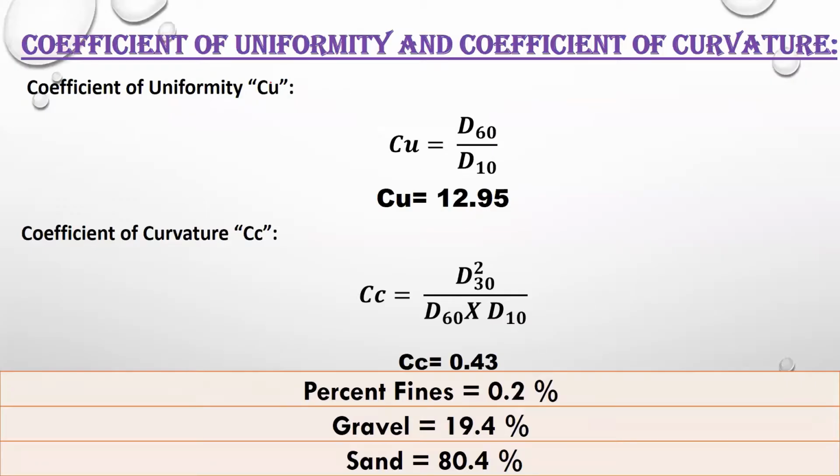I am moving towards the next slide, and you can see the coefficient of uniformity and the coefficient of curvature. We have the formula. Coefficient of uniformity is equal to D60 upon D10. We are not concerned with the values right now.